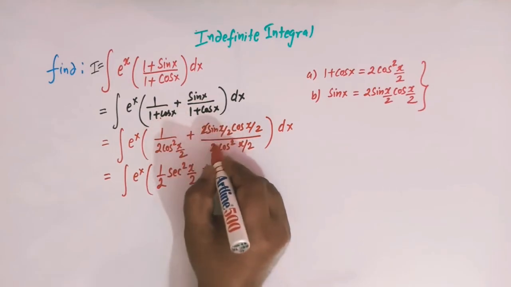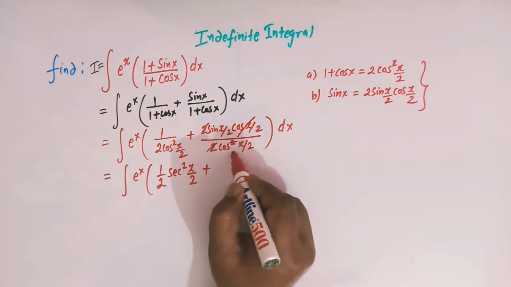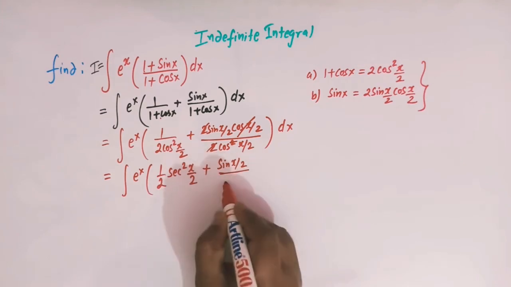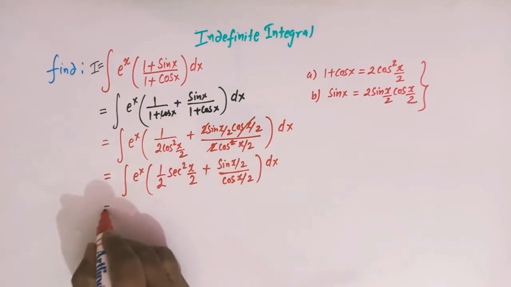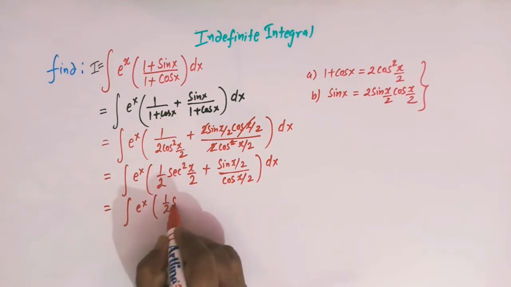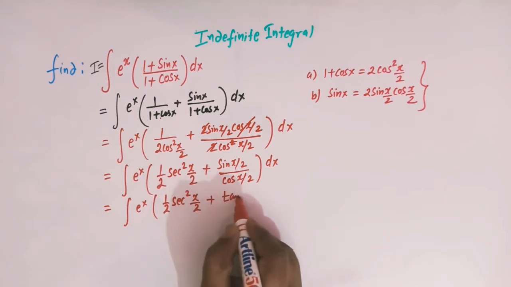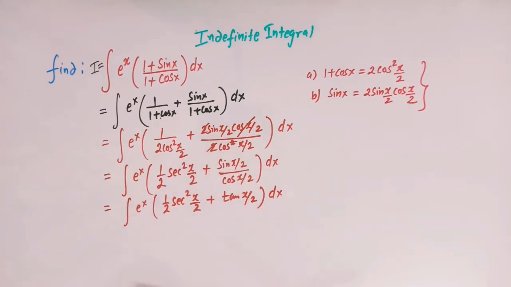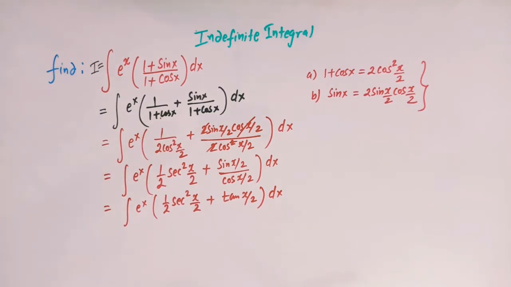Here the 2 and 2 get cancelled, and one cos x over 2 cancels with the other cos x over 2, so we are left with sin x over 2 divided by cos x over 2. Now we can further write it as e raised to x times, half sec square x over 2 plus tan x over 2, because sin x over 2 over cos x over 2 is tan x over 2.